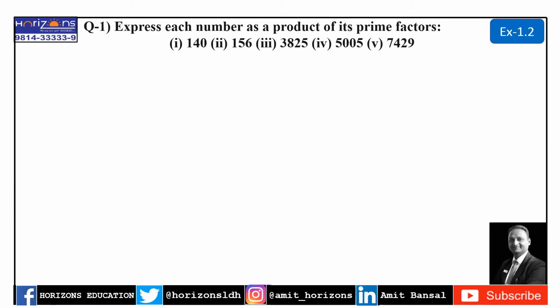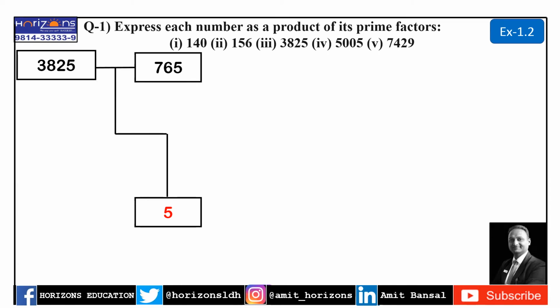Question number 1, exercise 1.2: express these numbers as a product of its prime factors. 140, 156, 3825, 5005 and 7429. I'll take just one number and you can do the rest from there. So let me take 3825. 3825 is equal to 5 into 765. The first one is a prime number, so I'll keep that as such, and then I will further factorize 765.